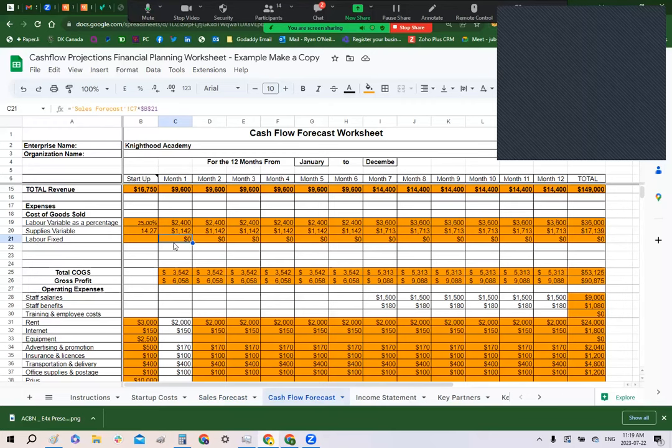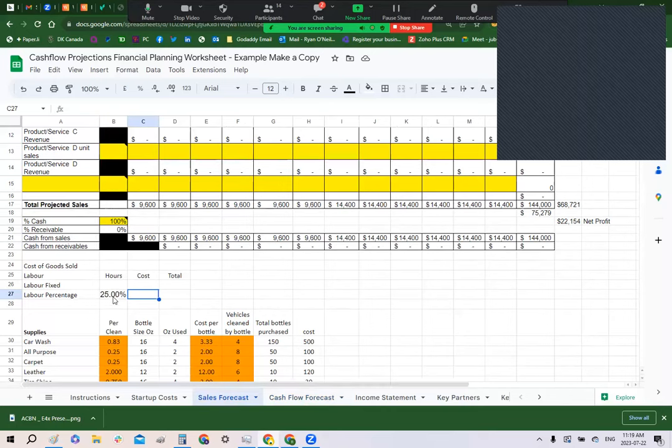So for your own business, you'd have to determine, to make the product or to do the service, is your labor being charged hourly, or do you give them a percentage, and then you would put that into the sales forecast?